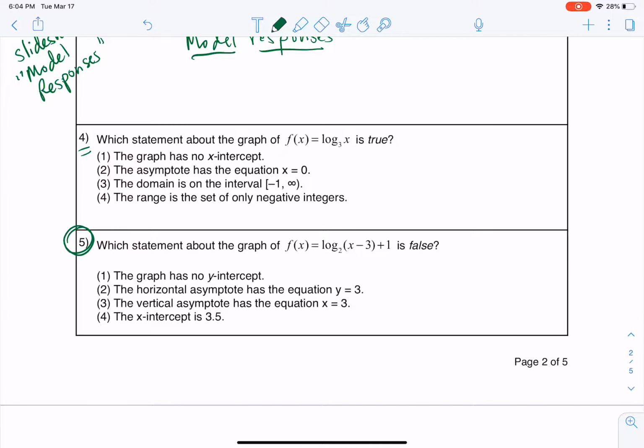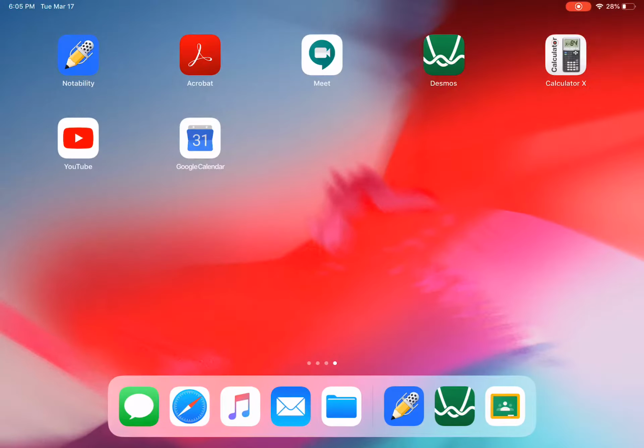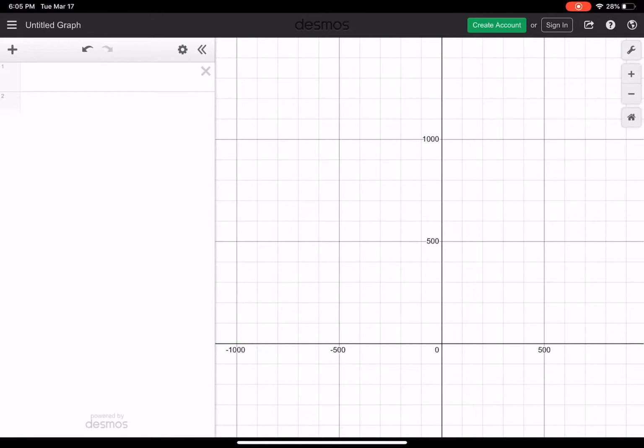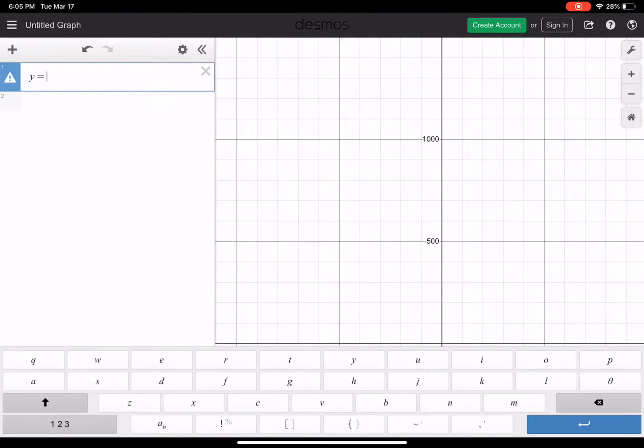All right, so question 4, which statement about the graph of f of x equals log base 3 of x is true? We're actually going to take a look at the graph of this equation. So I'm going to go into Desmos. And actually in Desmos, it's pretty easy to write in this type of log. So I'm going to write y equals, and type out log.